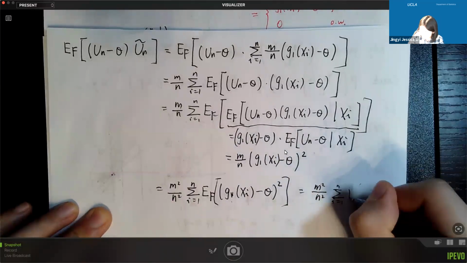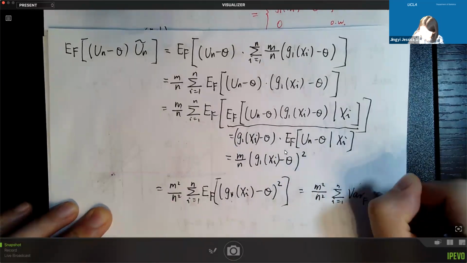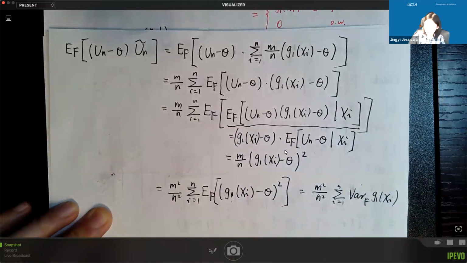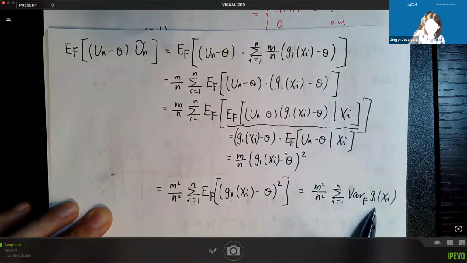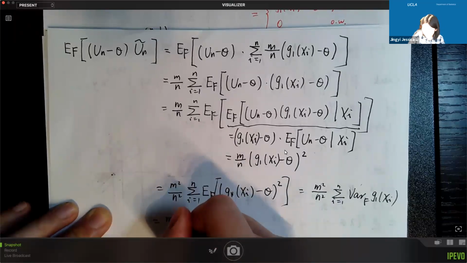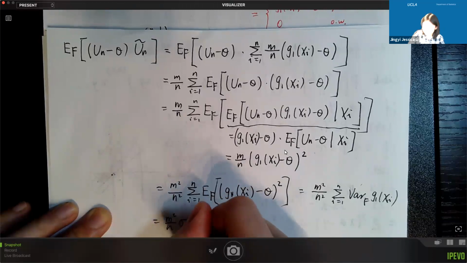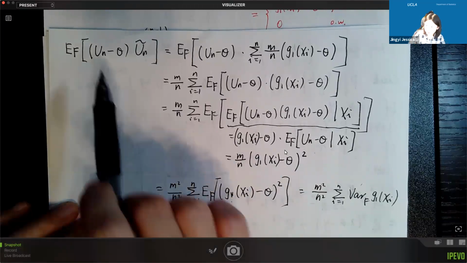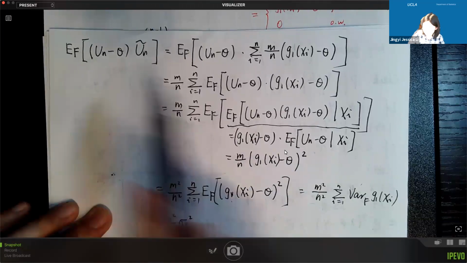It's the variance of g1(Xi). And by our definition, this is just sigma 1 squared. And we have n copies of that, so we cancel 1/n. We get m squared over n sigma 1 squared. That's it. So you see, we have largely simplified this calculation.